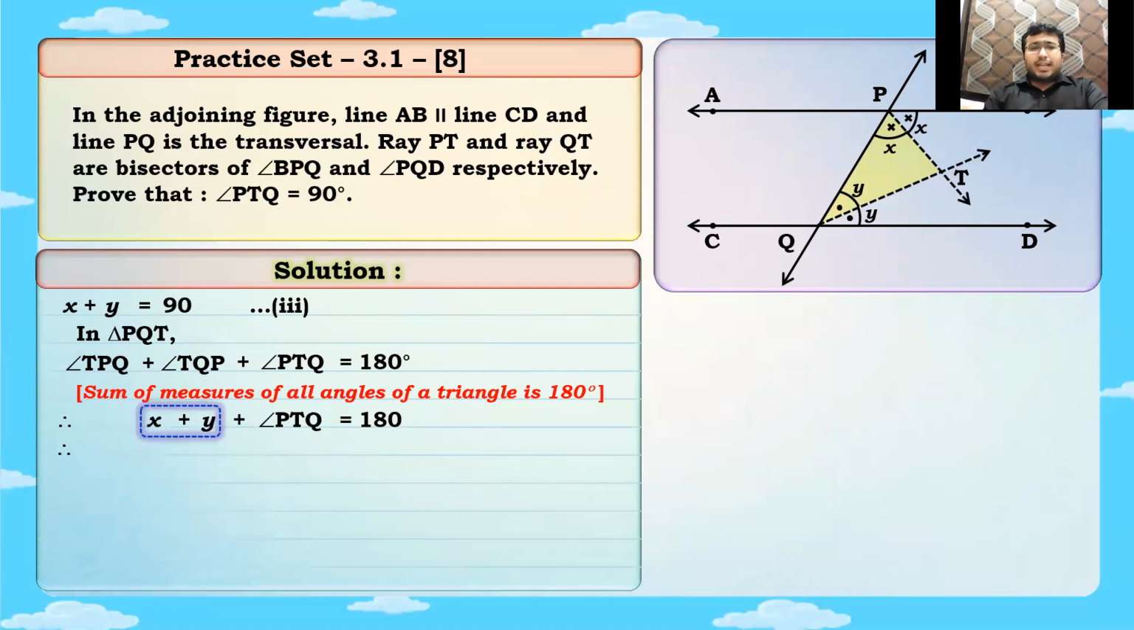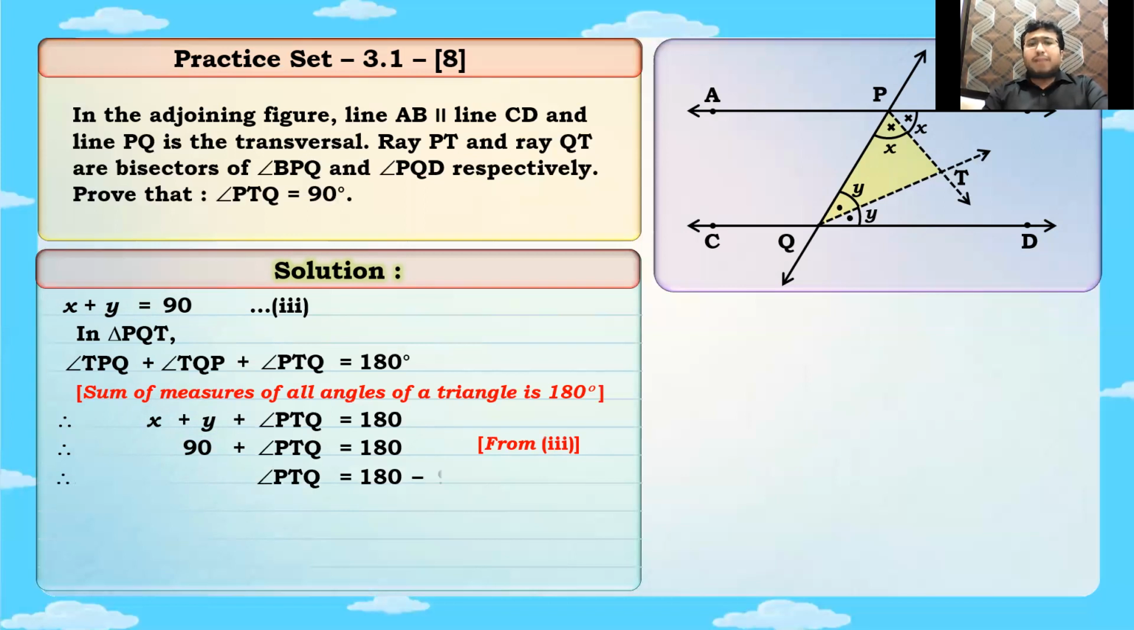Students, x plus y. Tell me students, what is the value of x plus y? Yes, look at equation number 3. It is 90. Super. Plus angle PTQ is equal to 180 degree. Students, where did we get 90 from? From equation number 3. Plus 90 comes here and becomes minus. So angle PTQ is equal to 180 minus 90. 180 minus 90 will give you 90. So students, we get measure angle PTQ as 90 degree. So students, this was a very simple proof based sum, right?